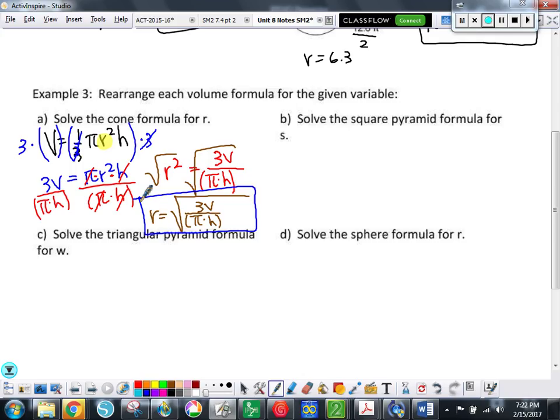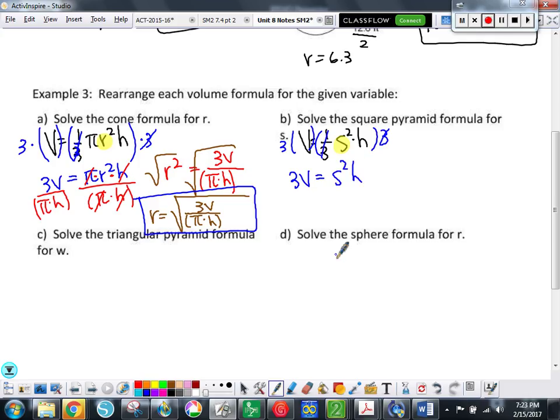Okay, let's look at the next one, part B. Solve the square pyramid formula for S. So the volume of the square pyramid is 1/3 times the base area, which is S squared, times the height of the pyramid. And I want S to be alone. More square roots. So we cancel off the 1/3 by multiplying both sides by 3. The 1/3 and the 3 will cancel, so you get 3v equals s squared h.